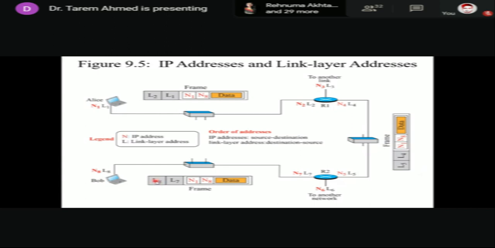He will again decapsulate and give it to its network layer. The network layer sees, oh, the destination IP is N8. That means the packet is meant for me. He will send it to the transport layer, because the IP address also says, okay, it is meant for me. Send it to the transport layer.